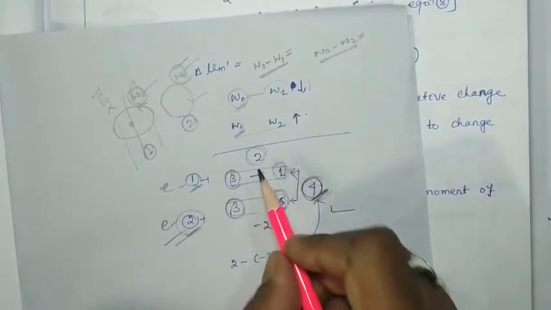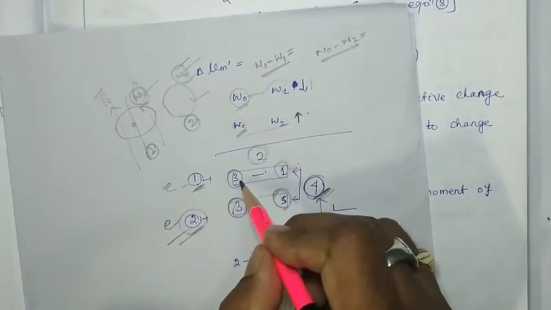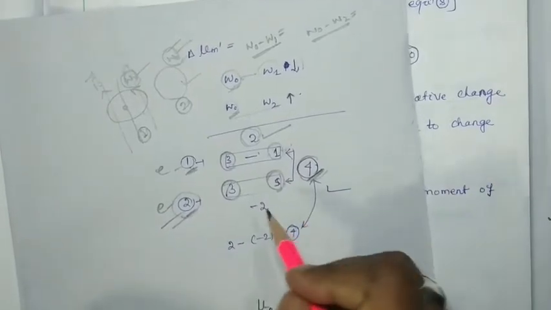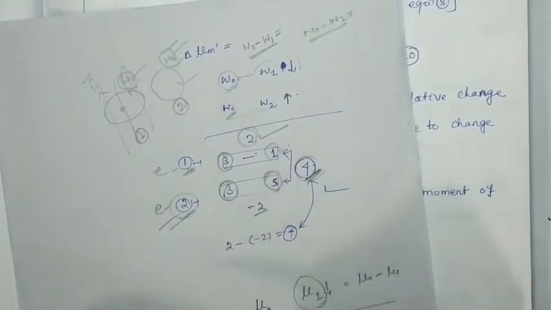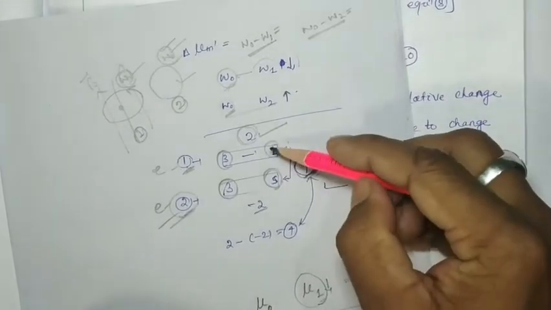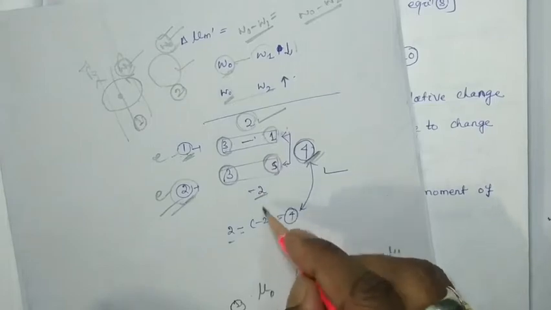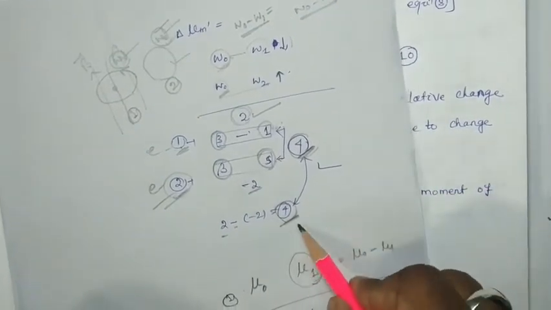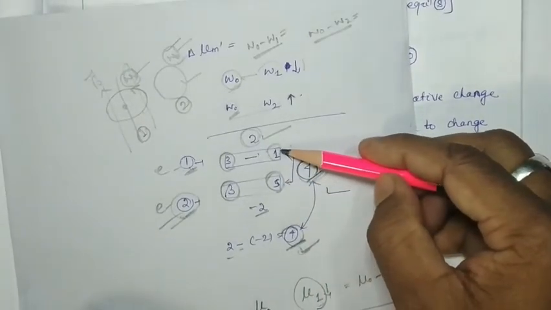So what will be the change of the individual ones? For the first electron the change is how much? 3 minus 1 is 2, right? And here the change is how much? 3 minus 5 is minus 2. So what is the net change with respect to the first one and the second one? It is 2 minus of minus 2, which is also 4.